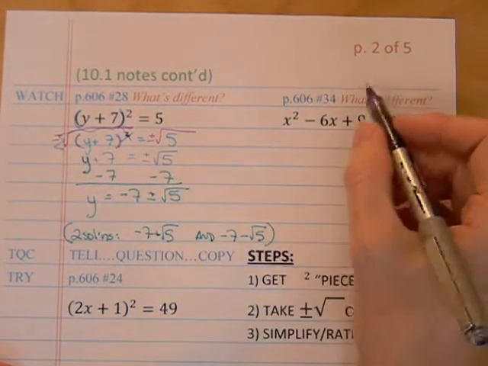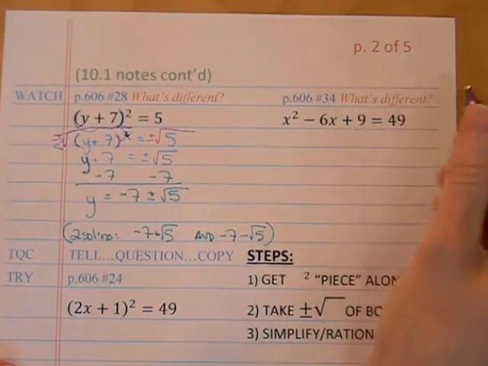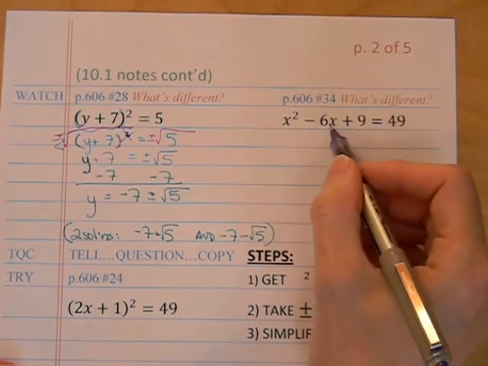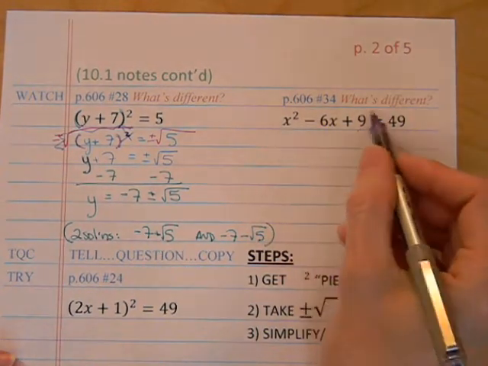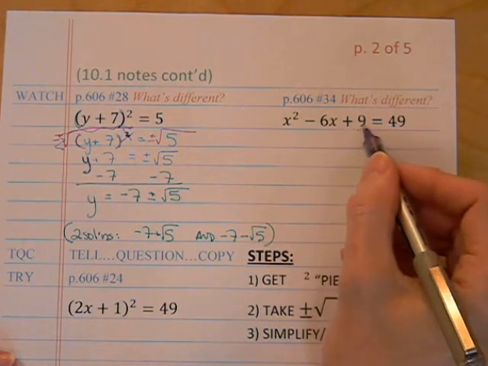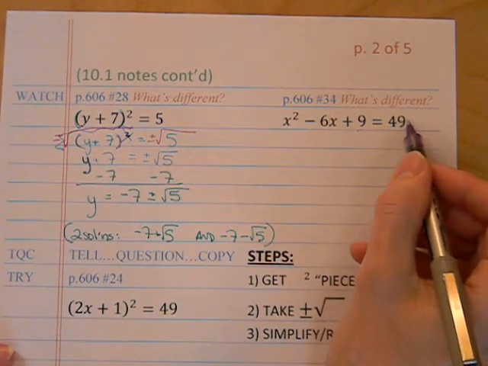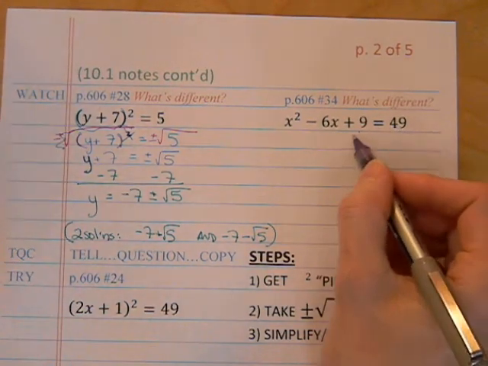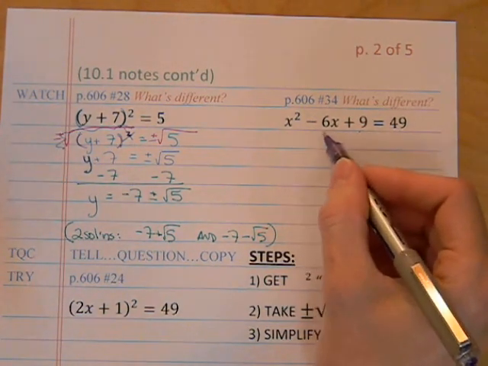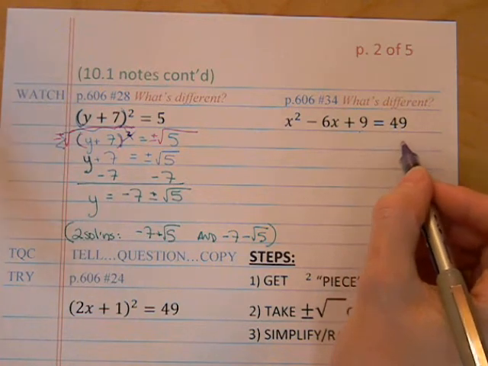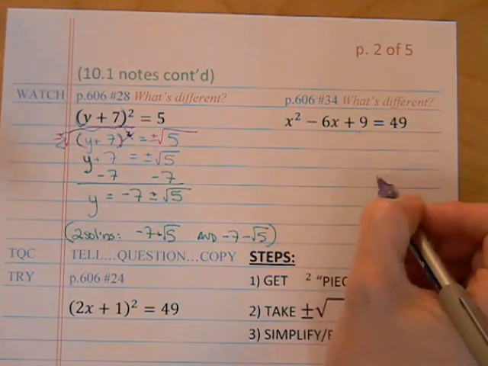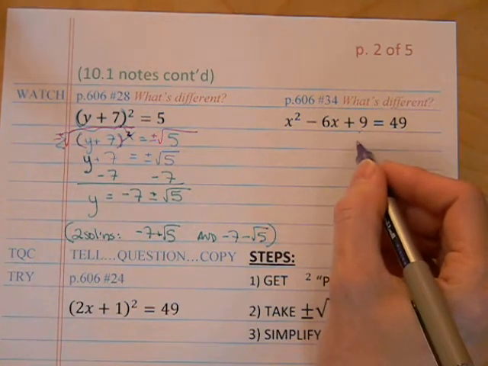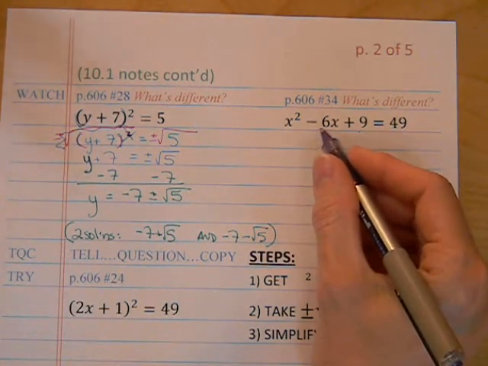Let's look at number 34. Again, what's different about this one? Well, you've got the x squared piece, and you've got the x piece involved. It's got that quadratic feel to it, ax squared plus bx plus c. Again, normally what we would do before today is subtract the 49 and get x squared minus 6x minus 40 equals 0, standard form, and then try to factor. And then you could mess around with -40 until you got a combination that gave you -6.